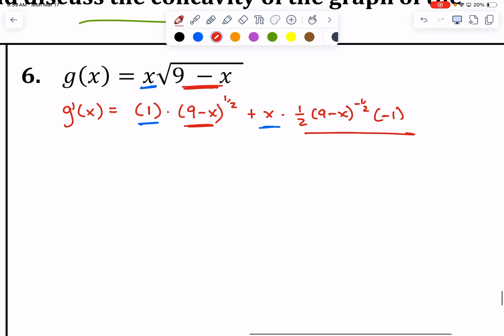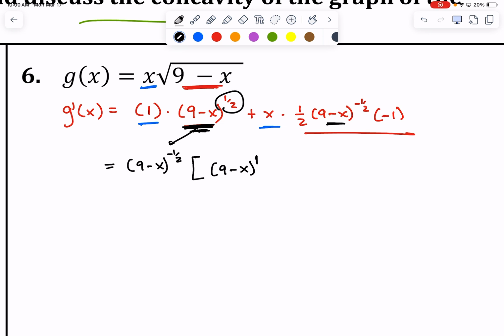Now I need to factor out a least power. The least power is going to be 9 minus x to the negative 1/2 power. So we're going to have 9 minus x to the negative 1/2 power. If I take this divided by this, that'll leave me with 9 minus x to the first power. It doesn't completely go away because you have to subtract the exponents. Then this over here will divide out because you just take the whole thing out.